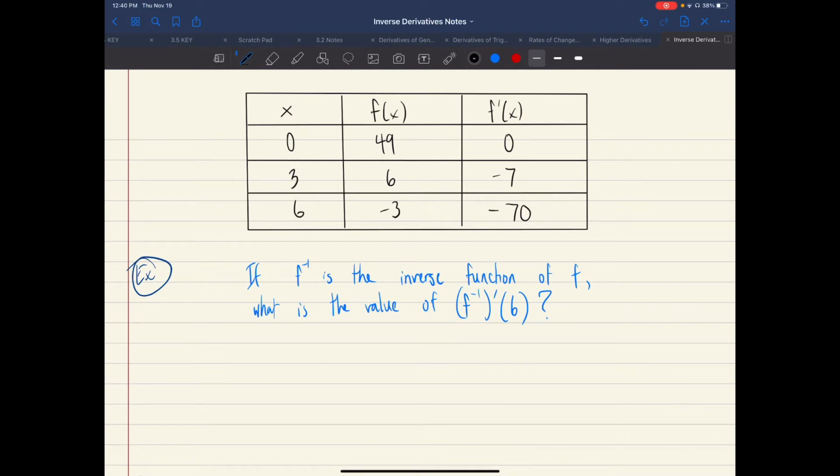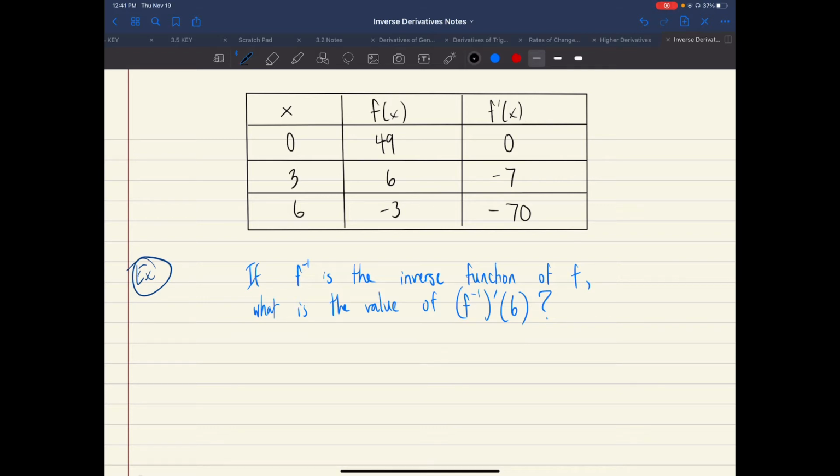Next example has one of these tables. So if f inverse is the inverse function of f, what is the value of f inverse prime of x? Okay, so for this one, what we have to do is take into consideration that the inverse swaps x and y.